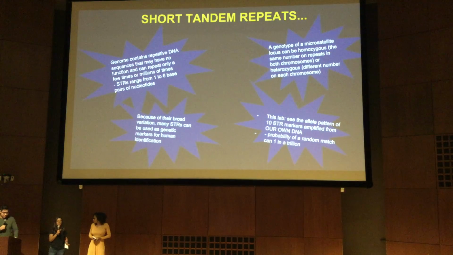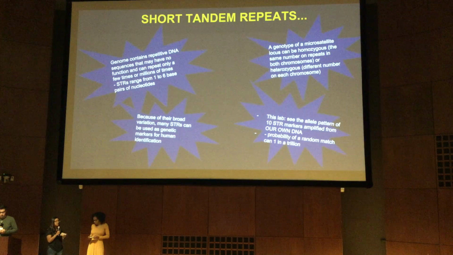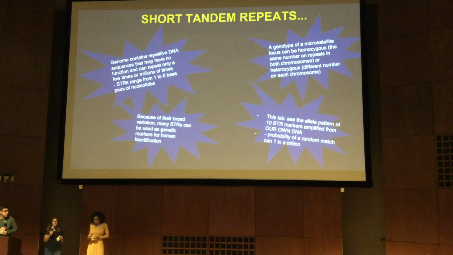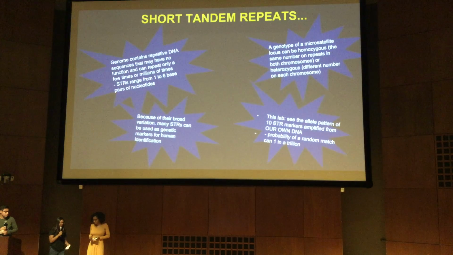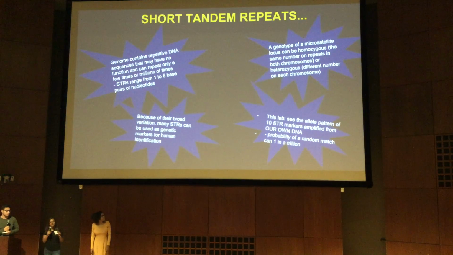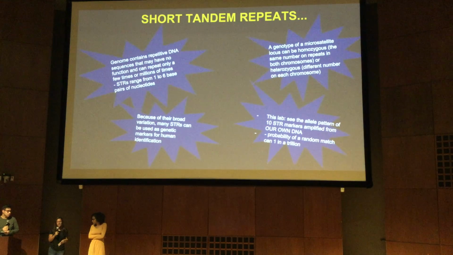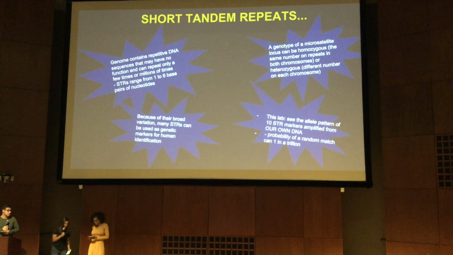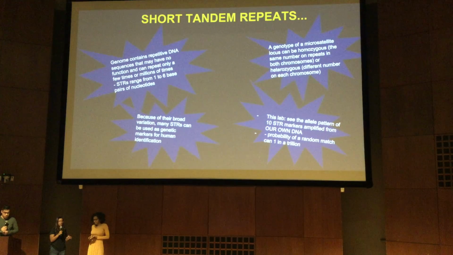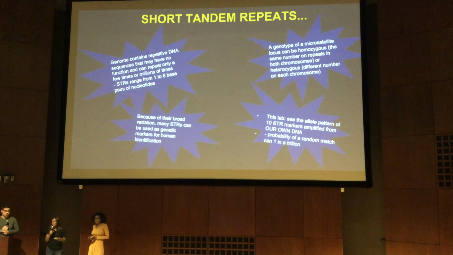Okay, so just a little about short tandem repeats that we're going to go over from the module. Your genome contains repetitive sequences of DNA, and these are called short tandem repeats, and they can be 1 to 6 base pairs long. These repeats can occur either 1 time, 6 times, or up to 1 million times. That means there's a huge amount of variation that can occur.